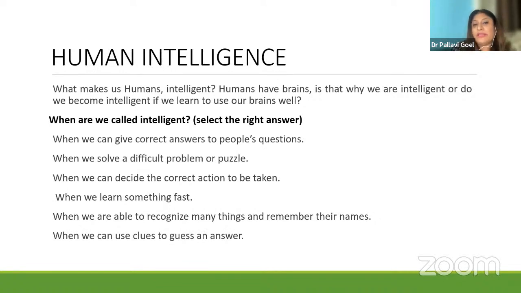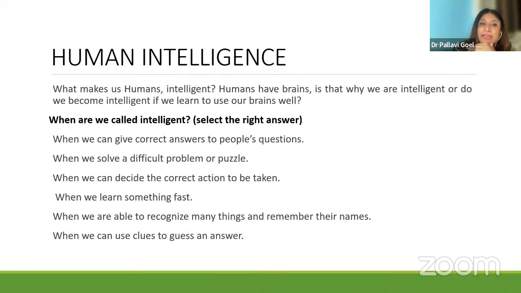So what do we call intelligent? There are a number of situations: when we can give correct answers to people's questions, when we solve a difficult problem or puzzle, when we can decide the correct action to be taken, when we learn something fast, when we are able to recognize many things and remember their names, and when we can use clues to guess an answer. This is where the human brain is active and tells you, okay, this is the question, this is the correct answer for it. I'm using my senses, so I am able to take the correct decisions and actions, and if I'm going the wrong way somewhere, I'm able to think, no, this is wrong.